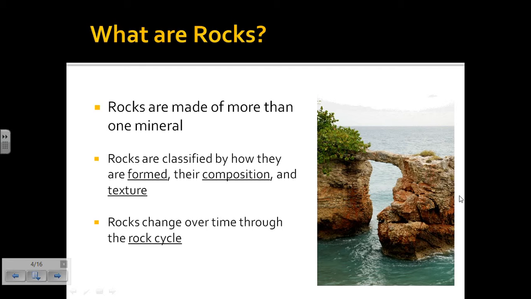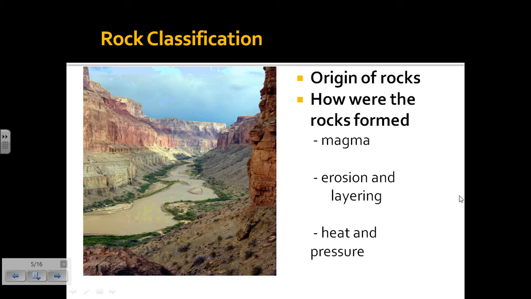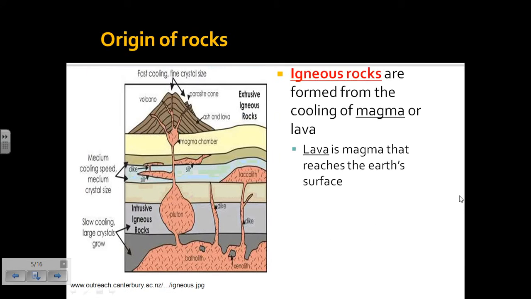Rocks can change over time. This cycle of change relates to the rock cycle. Now, rock classification: the origin of rocks. How were rocks formed? Well, there are several ways that these rocks are formed. They include magma, erosion and layering, and heat and pressure, to name a few.